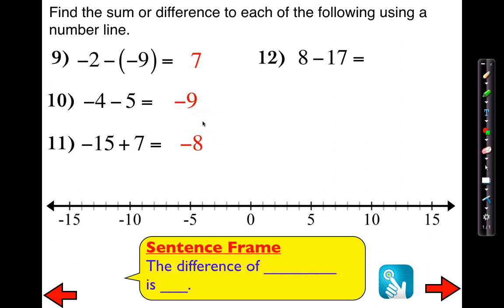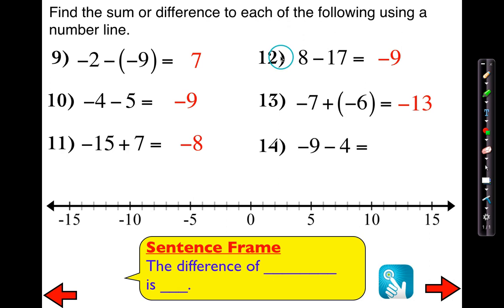Now I'd like you to go ahead and try number 12 by yourself. Okay, so hopefully for number 12 you got negative 9. Now go ahead and try number 13 by yourself. Okay, so for number 13 you should have gotten negative 13. And last but not least, go ahead and try number 14 by yourself. Okay, so for number 14 you should have gotten negative 13 as well. So hopefully you're able to get those accurately. Now moving on.